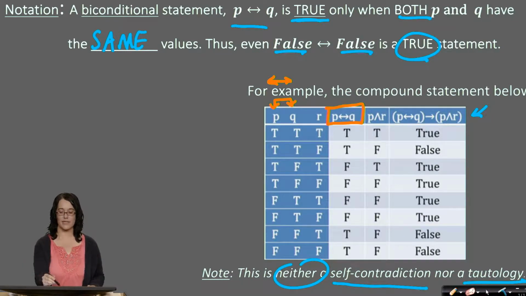So in the first case, are they the same value? Yeah, they're both trues, aren't they? That's why this is true. That happens again in the second row, doesn't it? They're both trues. That's why this is true.